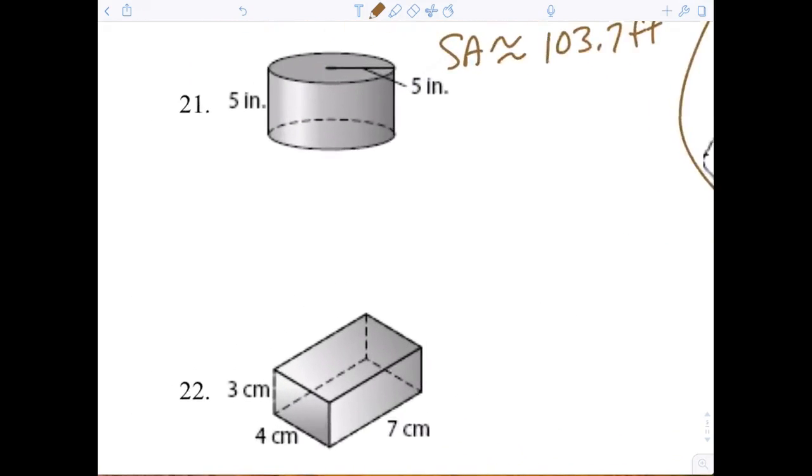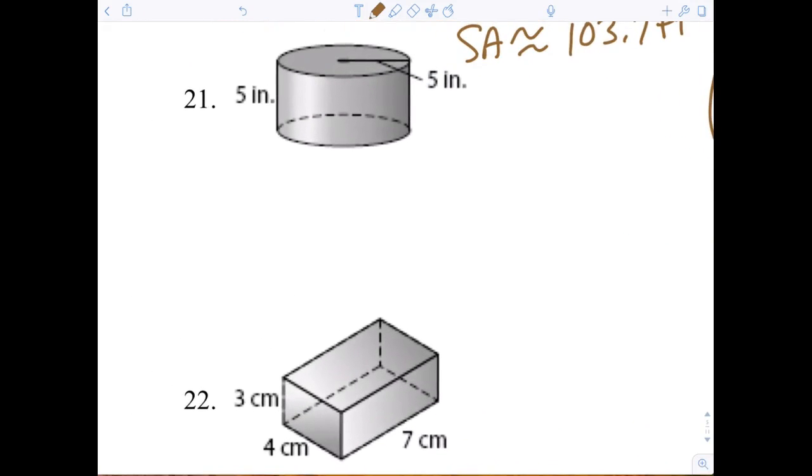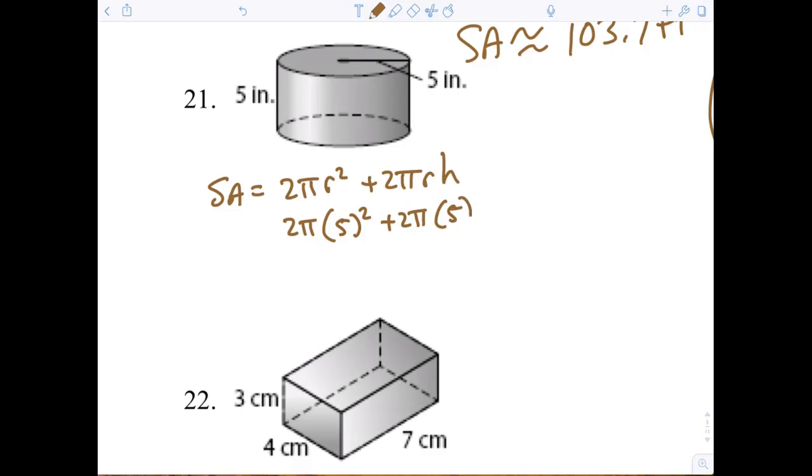Okay, so now we're back to 21. That's a cylinder. So surface area is 2 pi r squared plus 2 pi r h. 2 times pi, what's the radius? Plus 2 times pi times the radius times the height.